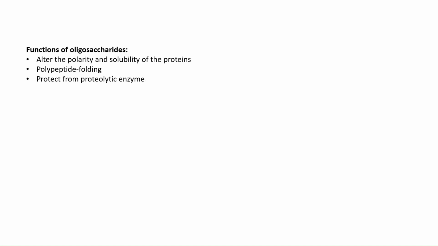Now, what are the functions of these oligosaccharides which are attached with the protein? They are soluble, they can form bonds with water. Therefore, because of their polarity, they can alter the solubility of the protein to which they are attached. Next is protein folding. The oligosaccharides are attached with protein in the endoplasmic reticulum and Golgi complex. This attachment of oligosaccharide with protein determines the tertiary structure of a protein. So it helps in protein folding.